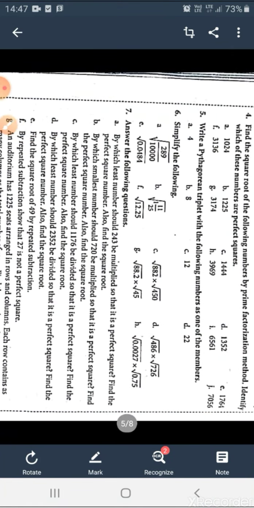Now next question, question B. It is the same as question number A. A and B are the same parts. So question number C. Part C, question number 7. By which least number should 1176 be divided so that it is a perfect square.